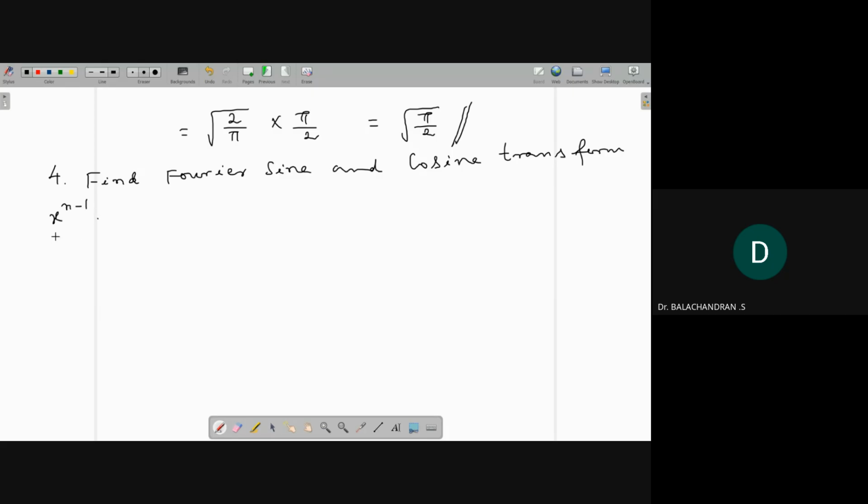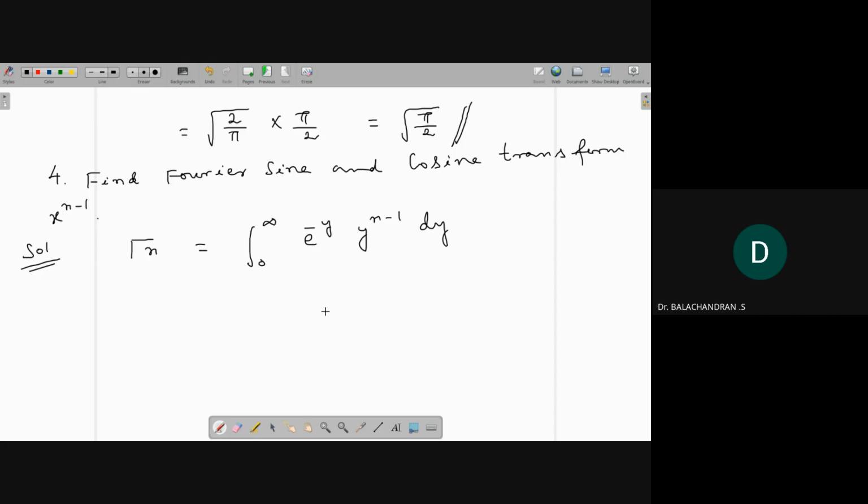Okay, so I'll write the solution. So actually here we need to use the gamma function for this problem. Okay, first I will write gamma of n equal to integral 0 to infinity e power minus y, y power n minus 1 into dy. So this is the gamma function definition.